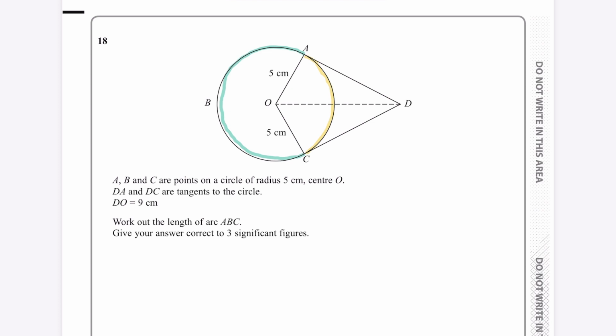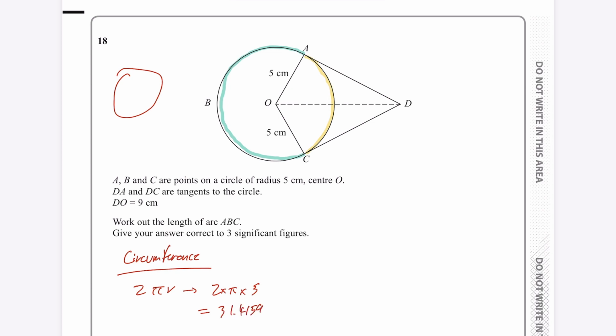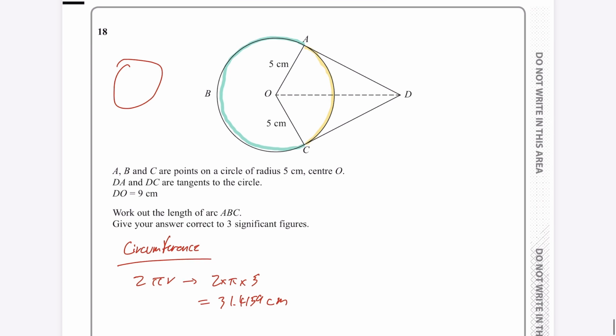So we can always start with what we can easily find. We know that the total length, the full circle, is going to be the circumference. So circumference is 2 pi r, which is 2 times pi times radius. And if you do that, you end up with 31.4159 centimeters. So we've got the total length. We just need to now subtract the bit in yellow, and then we'll get the bit in green.